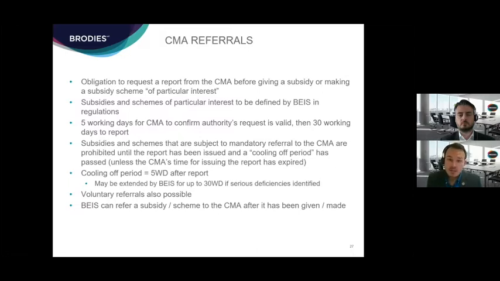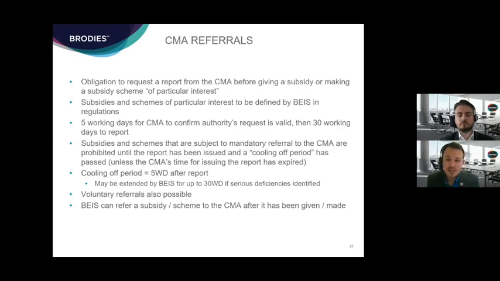So in terms of the timetable, the CMA has 5 working days to confirm that the authority's request for a report is a valid one, and then it has 30 working days to provide that report. Subsidies and schemes that are subject to mandatory referral are prohibited until the report's been issued, and, the report having been issued, a cooling off period, which is what the bill calls it, has passed. And that's unless the CMA's time for issuing the report has expired. If the CMA doesn't get around to it, then that's a different matter. But if it does issue the report, then there's a cooling off period. That's 5 working days after the report is issued.